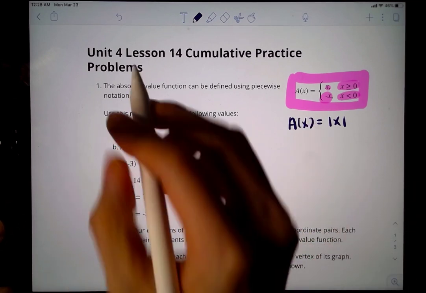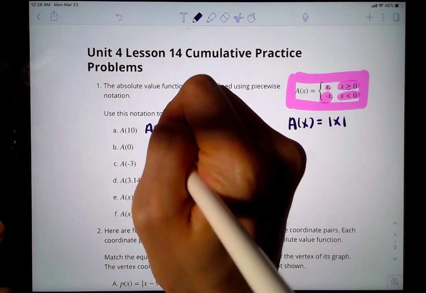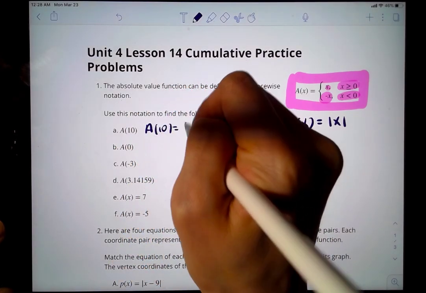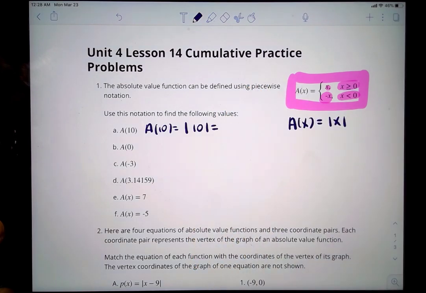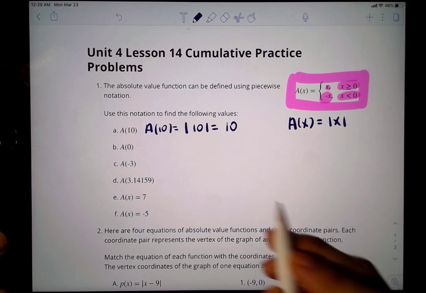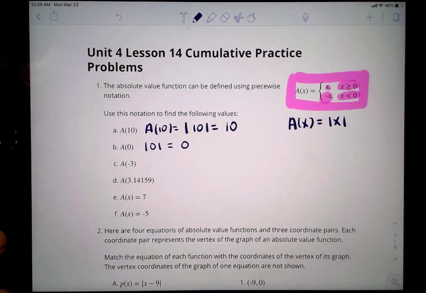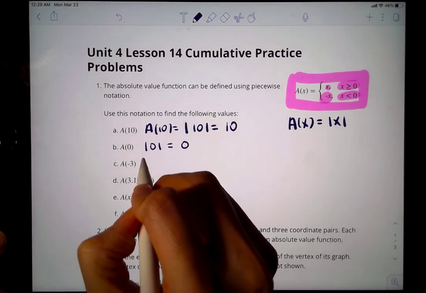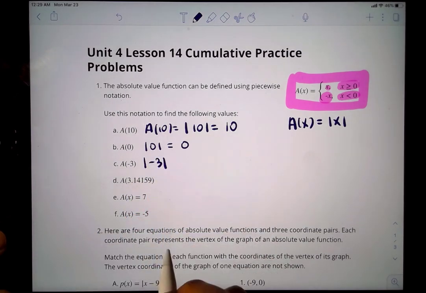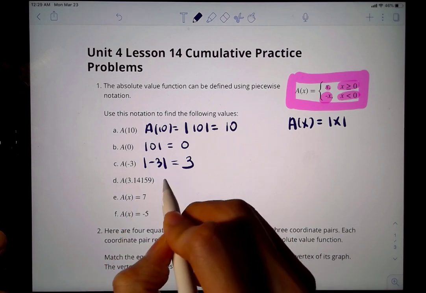So a of 10, then what? We can write a of 10 equals the absolute value of 10, so that is 10, right? And for a of 0, that's the absolute value of 0, so you know that is 0. And a of negative 3 is the absolute value of negative 3, so that is 3.